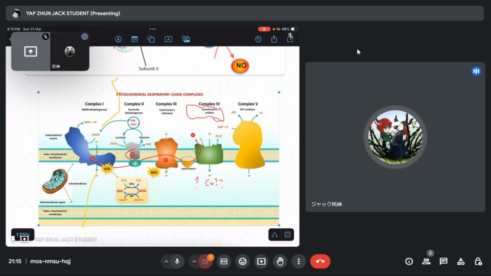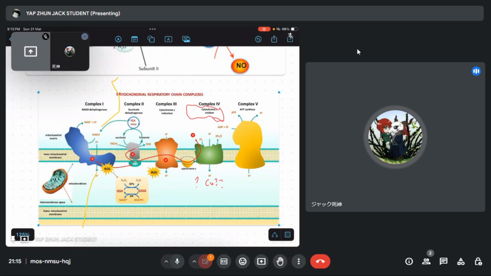If we enlarge complex 4, you will see something like this. Here we have two copper ions, CuA and CuB. I enlarge here CuA and CuB. We can also see there is a free electron. So the purpose of the copper ion in this cytochrome C oxidase is for electron transfer for ATP synthase.